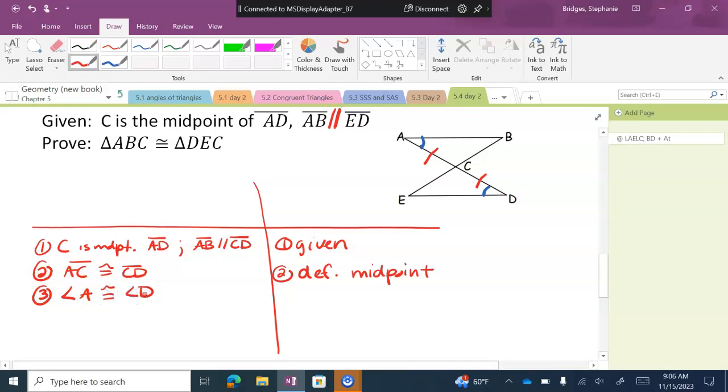Do I have another pair of alternate interior angles that I could say are congruent here? I could also say that E is congruent to B. So I'm going to write that as well. And the reason is that alternate interior angles are congruent.